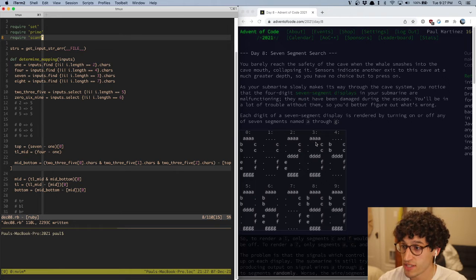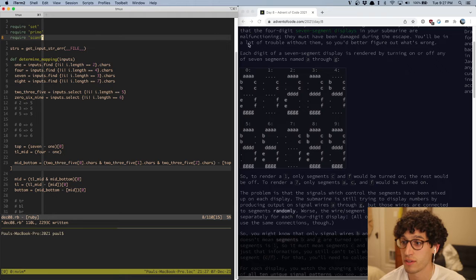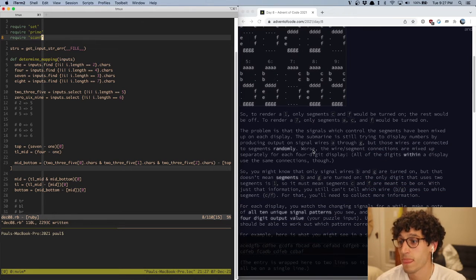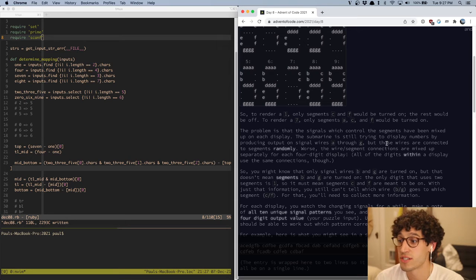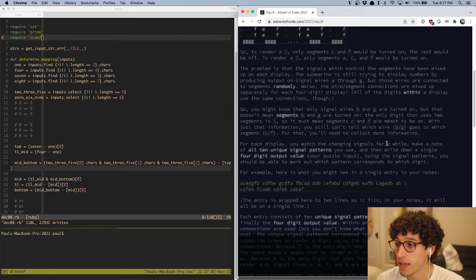Each digit of a 7-segment display is rendered by turning on or off any of 7 segments named A through G. So for 0, you turn on all the ones on the edges, for 1, the 2 on the right, for 8, you turn on all of them. The problem is that the signals which control the segments have been mixed up on each display. The wires are connected randomly, and they're mixed up separately for each 4-digit display. So you know that some signal turns on 2 things, but you don't know which 2 signals those are.